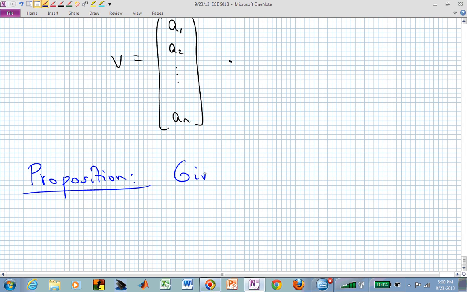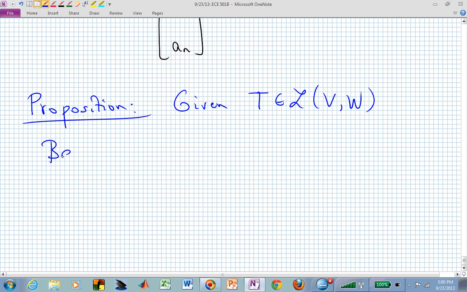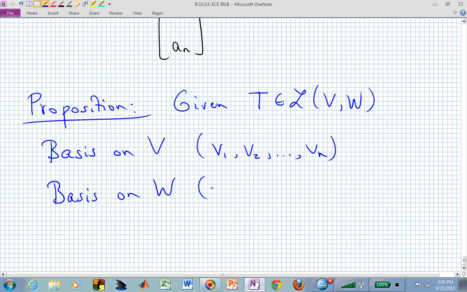Suppose we are given a linear map T that's taking V to W, and now let's say V has a basis. This is now a new phase, a new proposition. So let me just say the V's are with capital V, and the basis on W are W1, W2, on up to, let's say, W sub n.